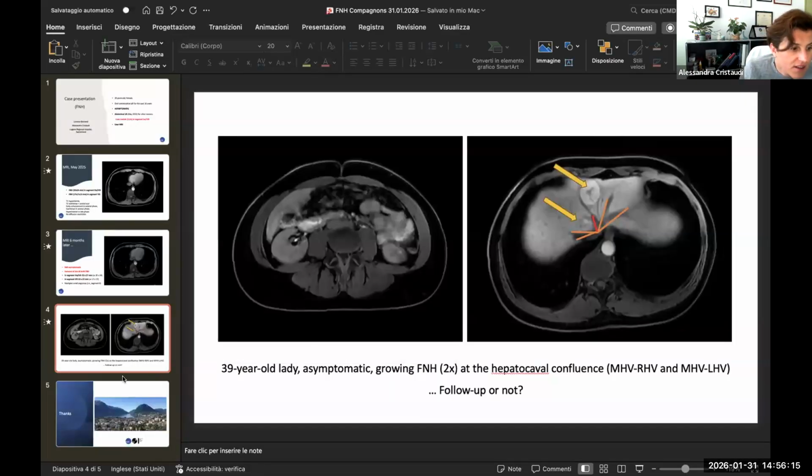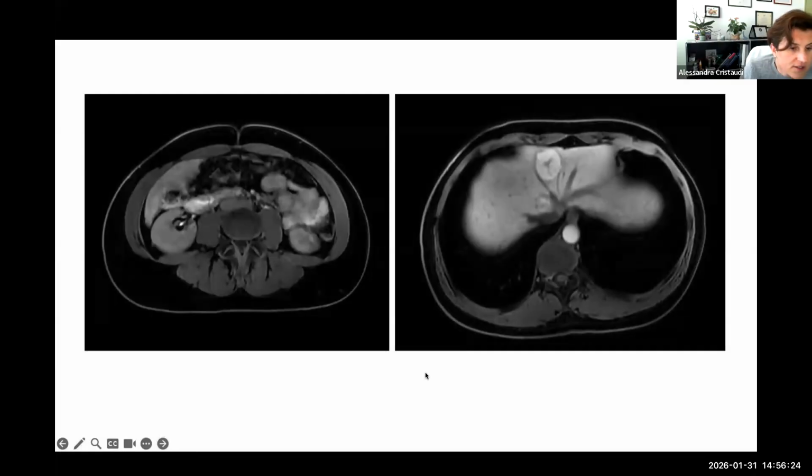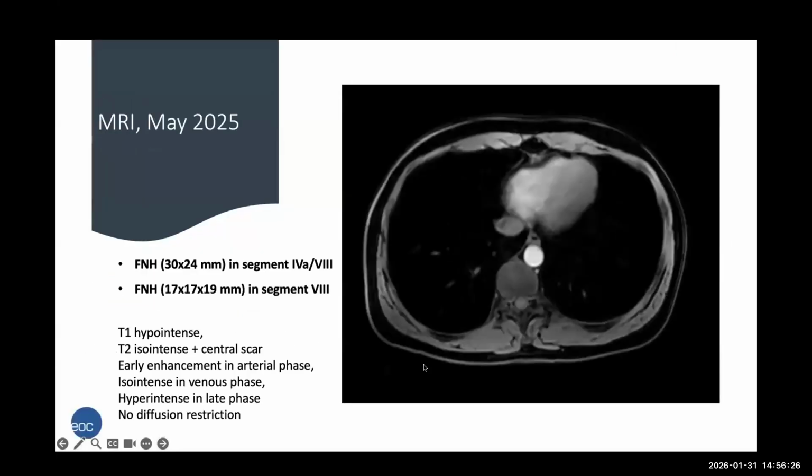We have a last case, another case from Lugano. It's Lorenzo that is presenting. Hello, everybody. Do you see my screen? Yes. Okay, it's correct.